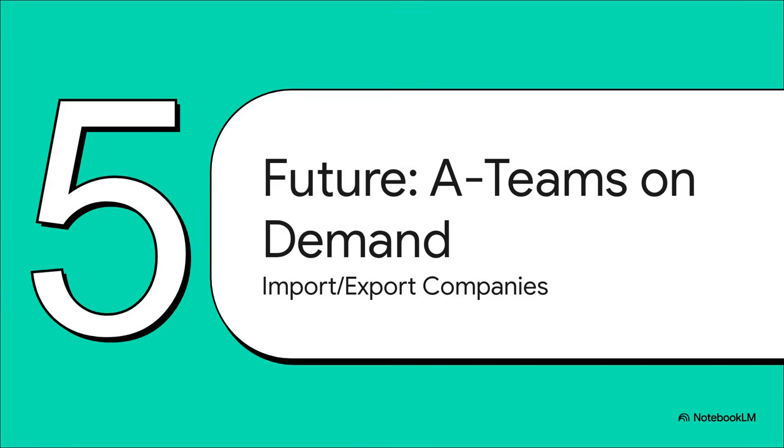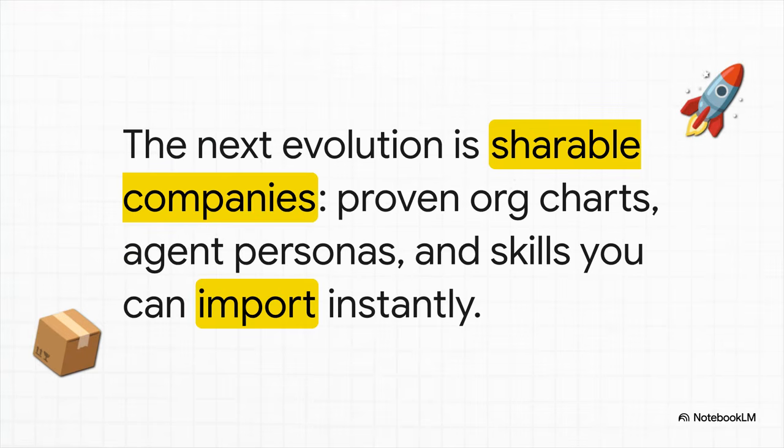This all leads to a really fascinating future vision for how we build companies. I mean, if you can define the perfect roles, rules, and workflows for an AI team, what comes next? Well, you share it. The next step is the ability to import and export entire companies. Just imagine downloading a pre-configured, high-performing team, complete with a proven org chart, finely tuned agent personas, and all the skills they need, and then just deploying it instantly in your own Paperclip instance.